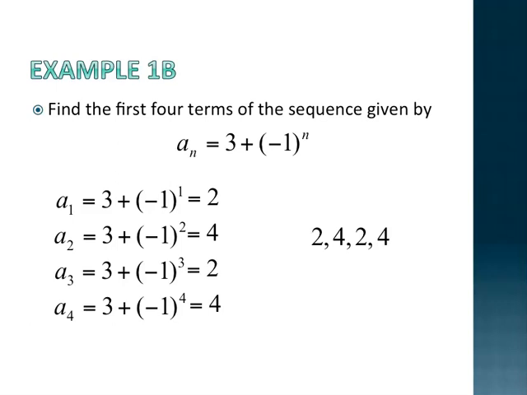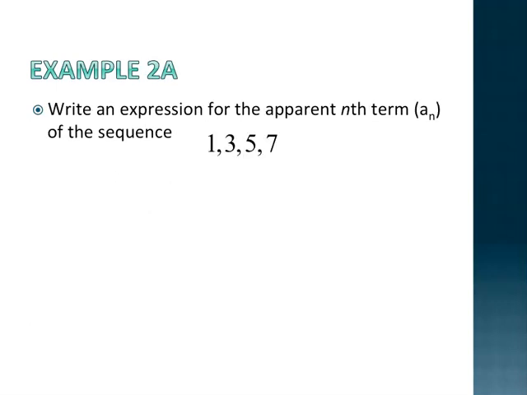All right, now what if we had to come up with the expression? So in example 2, we have 1, 3, 5, and 7 given to us, and it says to write an expression for the apparent nth term, so a sub n, of the sequence 1, 3, 5, 7. So what I like to do is I like to write out which number term it is. So the first term is 1, the second term is 3, third term is 5, and the fourth term is 7.